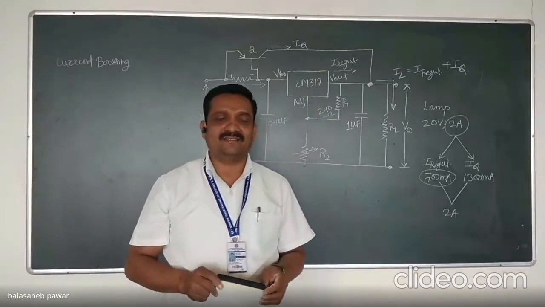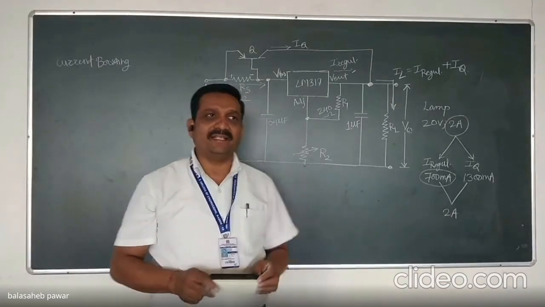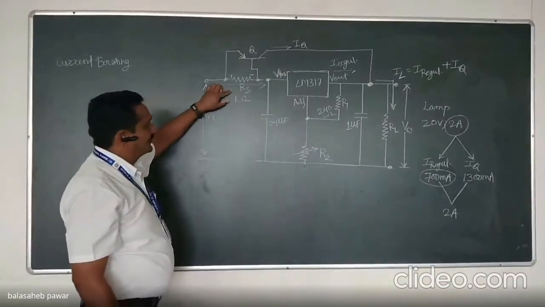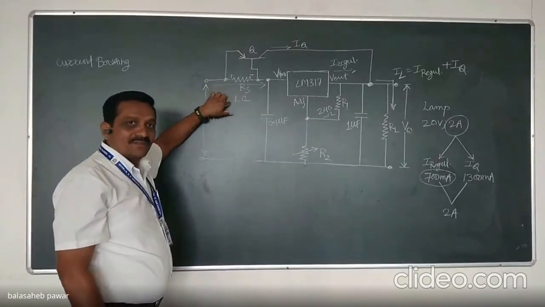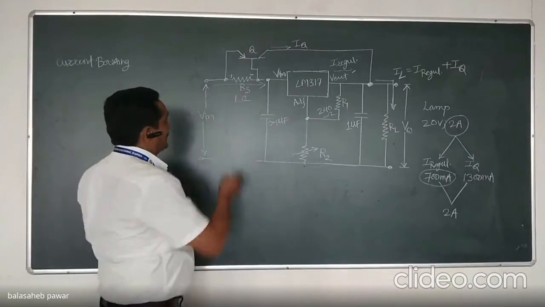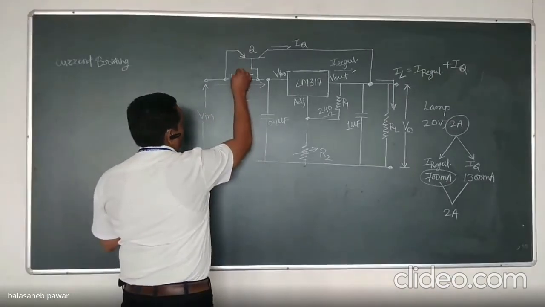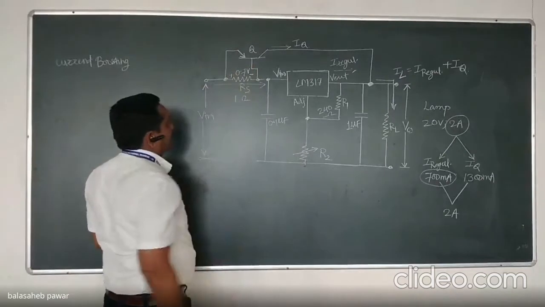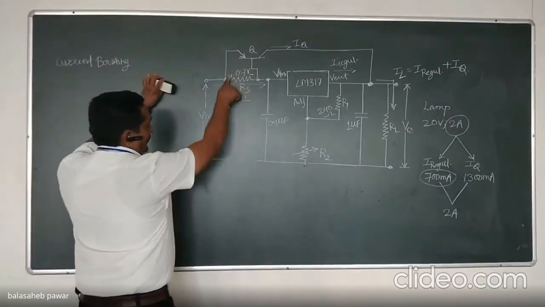V equals IR. 700 milliamps into RS, RS is considered how much? 1 ohm. So how much will be the drop? How much will be the drop? 0.7 volts. Yes, it will be 0.7 volts, with the polarity as shown.